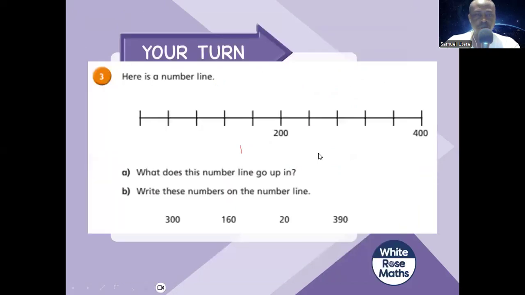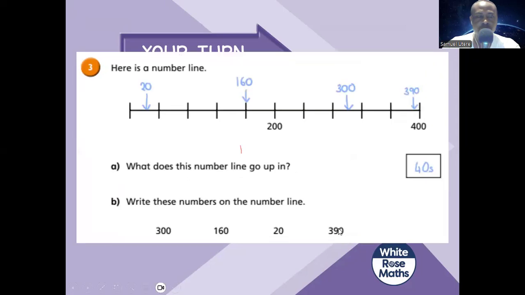Okay, here is question 3. You can pause the video for 2 minutes to answer question 3. Assuming you've paused the video and you've really worked hard on this question, here are the answers.